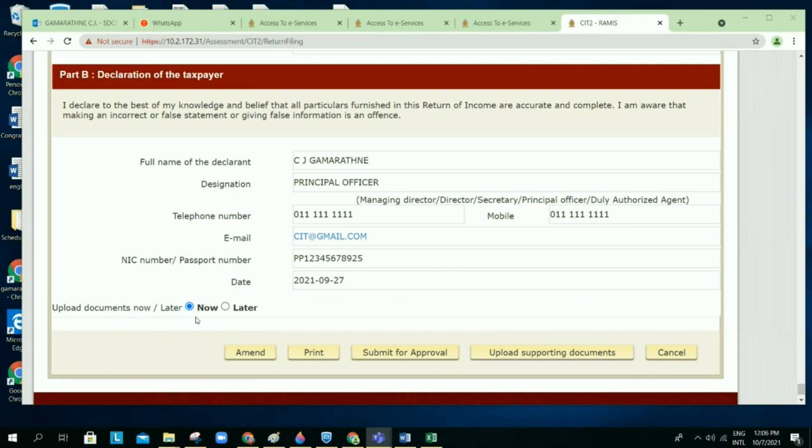Then there is an upload documents button, now and later. If you wish to submit documents later, you can click here. Otherwise, if you wish to upload other documents together with the return, then you can click on now. Then when you click on now, the upload supporting documents button is enabled. Then there are other buttons: amend, print, submit for approval, and also cancel.